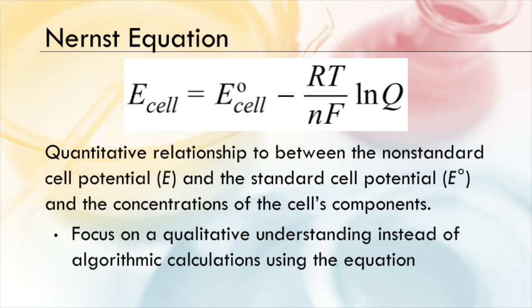The derivation, and for the most part the use, of this equation is beyond our current needs, but here it is. If we have to use it, we'll need to use 8.314 joules per mole Kelvin for R, Kelvin temperature for T, the number of moles of electrons from balancing the two half reactions for n, and Faraday's constant for F. Q is the reaction quotient, that is, the law of mass action applied to a system that isn't necessarily at equilibrium.